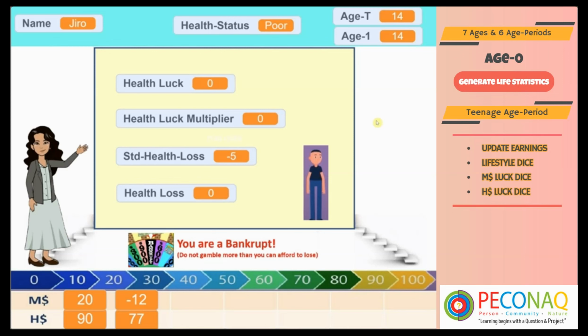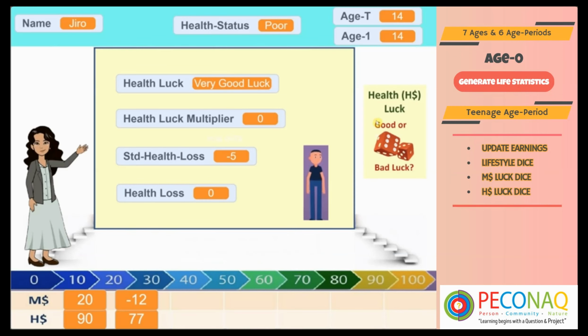Please click the health luck icon to see your health luck in this period. I can see that my health luck in this period is very good luck. The health luck multiplier on the standard health loss of -5 points is 0 times. Thus, my health loss in this period is 0 points. The updated balance in my health account is 77 points, and the health status updated accordingly.